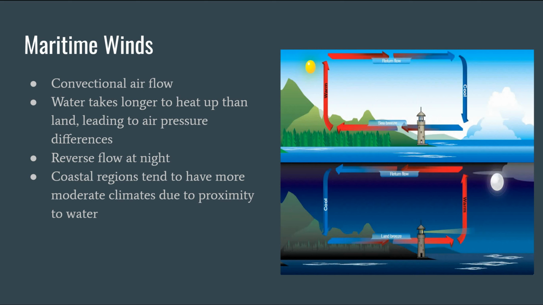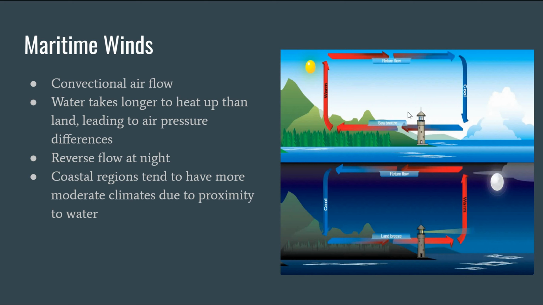Talking a little bit about maritime winds. Wind is generally driven by what we call convectional flow patterns, and convectional flow patterns are the movement of air, as you can see in these two diagrams. Basically, as I mentioned before, air moving from warmer, lower pressure areas to colder, higher pressure areas generates this flow. The principle with maritime winds is that during the day, water takes longer to heat up than land, which leads to air pressure differences, as I mentioned earlier, because of air rising and air falling.